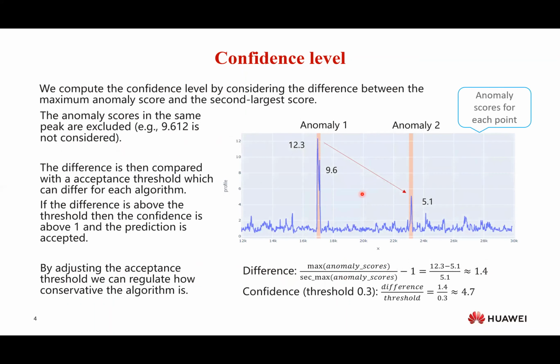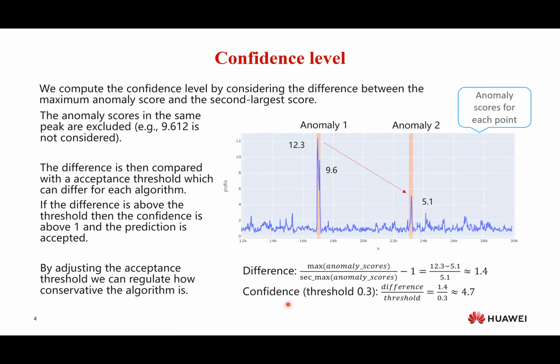So for the confidence level, we use a general method that can be applied on any algorithm. We compute the difference between the maximum anomaly score and the second largest score. And here we exclude any anomaly scores within the same peaks. So this value 9.6 here is ignored. Then if this difference is above the specific threshold for this algorithm, then we return the location with the maximum anomaly score as our anomaly prediction.